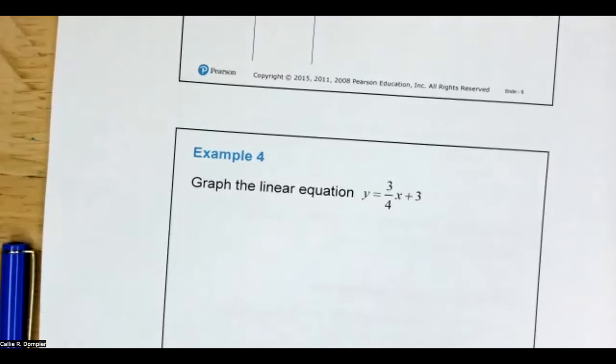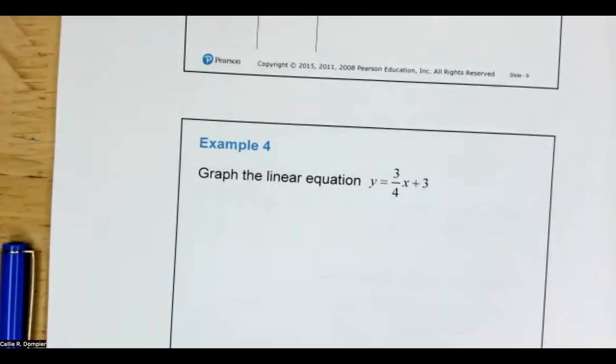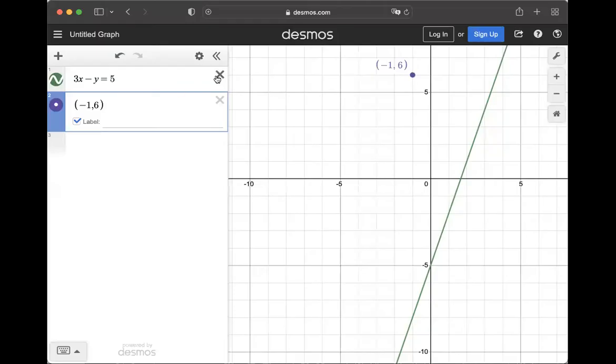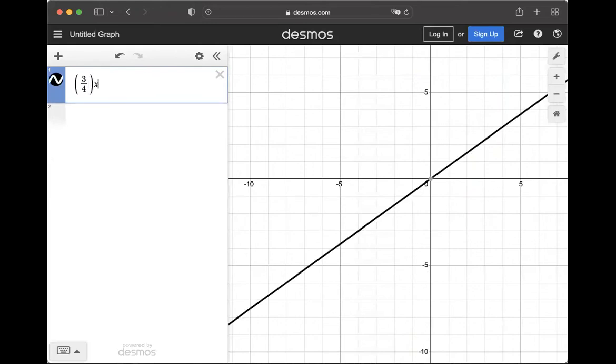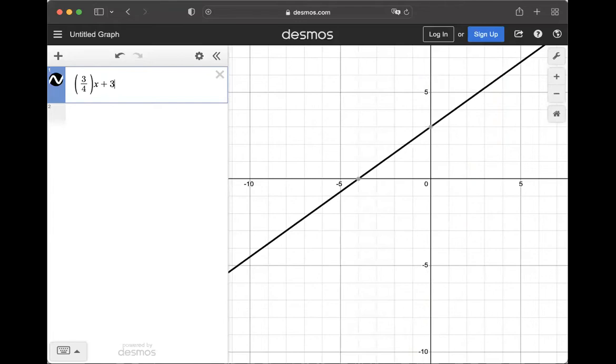And this is how we graph them, okay? So we have y equals 3/4 x plus 3. On Desmos, what I would do is type y equals, or you can just start straight away with the equation. So we have 3/4 x plus 3. That will graph it just as well as y equals 3/4 x plus 3. They do the same thing. Good. So it just asked to graph a linear equation, y equals 3/4 x plus 3. You don't need those parentheses if you don't want them.